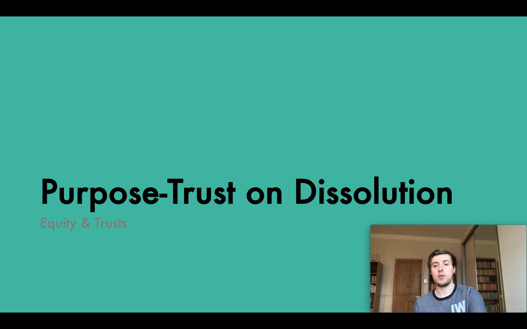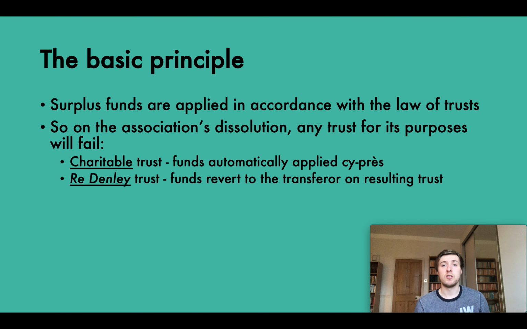So, purpose trust on dissolution. So what happens on dissolution with respect to property held on a purpose trust prior to dissolution? In other words, what happens to surplus funds when those funds were held in accordance with a purpose trust? Now, the basic principle is that the surplus funds are applied in accordance with the law of trusts.